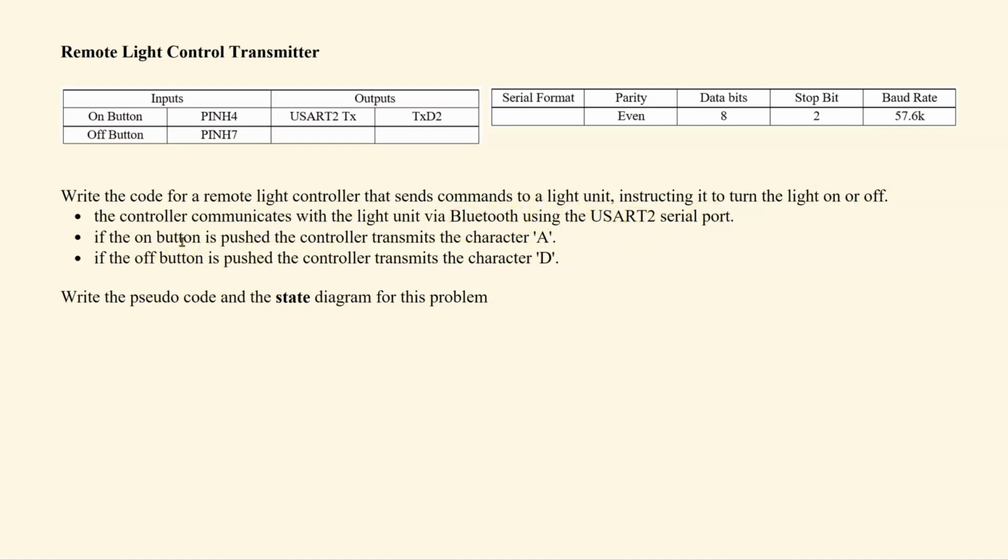If the on button is pushed, the controller transmits the character A. If the off button is pushed, the controller transmits the character D. Now we do have a different serial format. We're doing even parity, 8 data bits, 2 stop bits, and 57.6K baud rate. And these are our inputs and outputs. So pause the video and try to write the pseudocode and the state diagram.